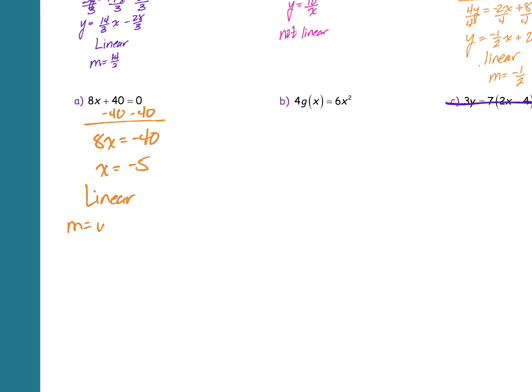What's your slope? It's undefined. Remember, it's x equals. Oh, yeah. Are we doing that too? It said find the slope if it's linear. Okay, B. Divide by 4, right? So I have g of x, or y, you can write it y, I don't care. 6/4 x squared. Linear, not linear?